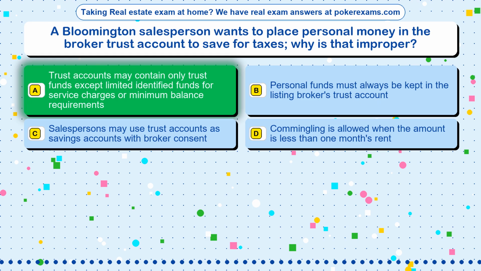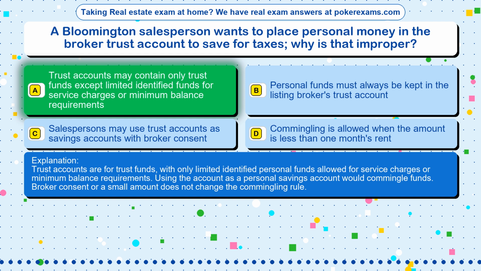The correct answer is option A. Trust accounts may contain only trust funds except limited identified funds for service charges or minimum balance requirements. Trust accounts are for trust funds, with only limited identified personal funds allowed for service charges or minimum balance requirements. Using the account as a personal savings account would commingle funds. Broker consent or a small amount does not change the commingling rule.